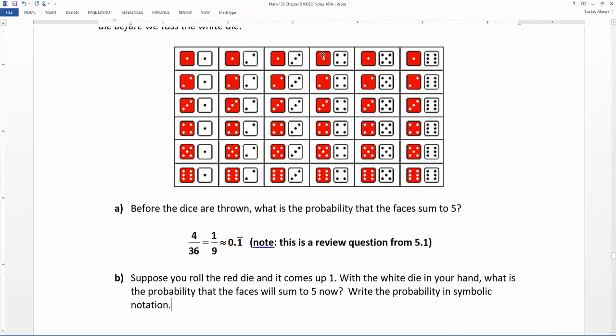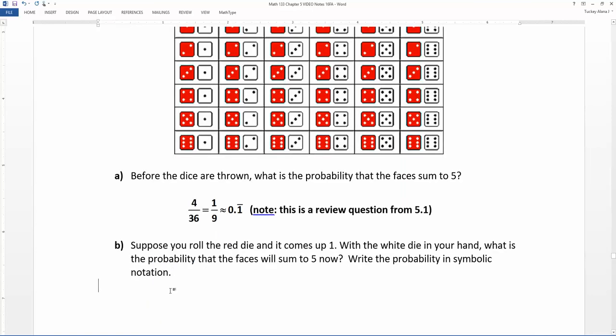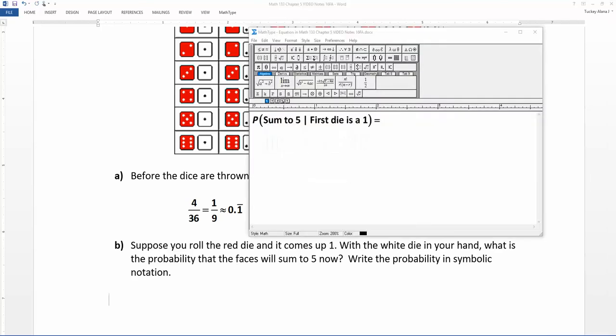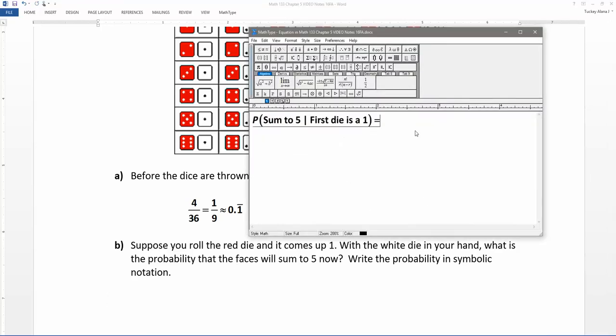It's 4 and 1. So we want the probability that we roll a sum of 5 given that the red die is a 1. The way to write that with symbols is a capital P for probability, and then you write out sum to 5, because that's what you want. You want to sum to 5, given that the first die is a 1, or the red die, if you will.